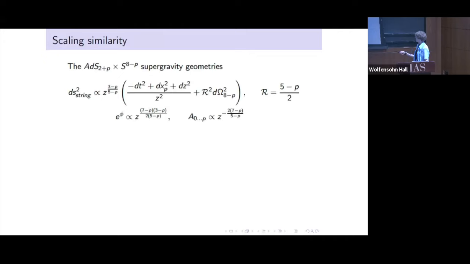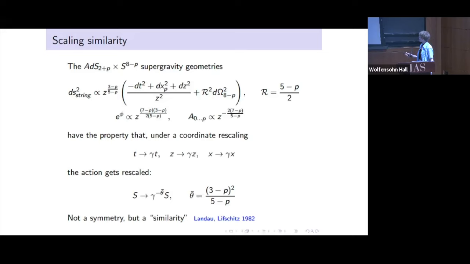Before continuing to discuss that model, let me mention one interesting property of all the supergravity geometries, which is that under a rescaling of the coordinates, the metric, dilaton, and p-form gauge field get rescaled in such a way that the action changes by an overall constant. So this is a symmetry of the classical equations of motion, but not the quantum theory, which really cares about the normalization of the action. For that reason, it's sometimes called a similarity. Okay, this similarity will come in use in a second.